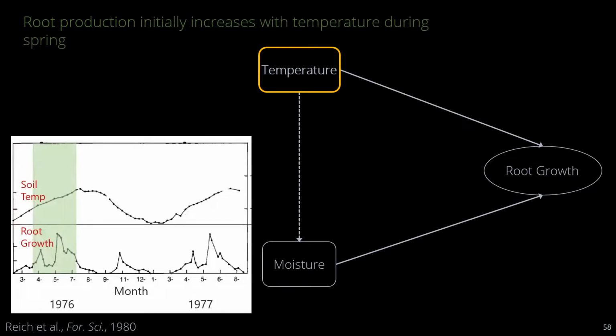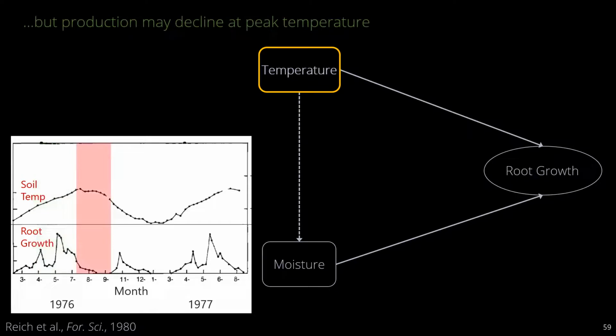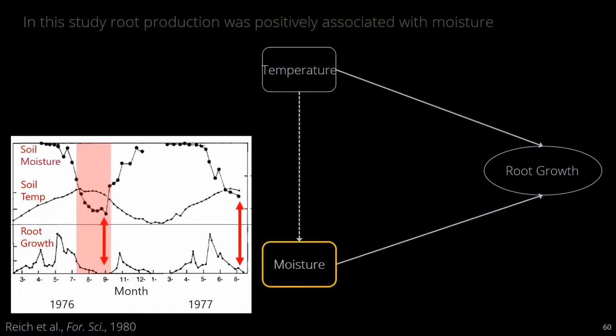In slight contrast to that, I want to show this study by Peter Reich et al. in 1980. So similar, as you're moving out of spring, you do see an increase in root production. But importantly, this is when we see root production in this site. But here, when soil temperatures are perfectly adequate for root growth, you essentially have no root growth later in that season. And the reason for that is because there's another factor here, soil moisture, that comes into play. So basically, as soil moisture tanks when you're in that hot summer period, you essentially have no root production.